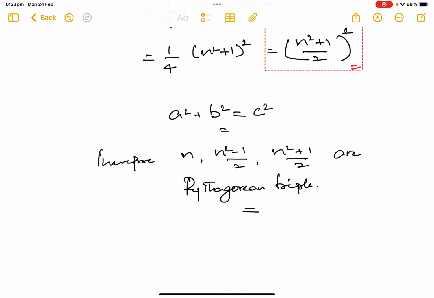But a squared plus b squared equals c squared is what we have to prove. So (n squared plus 1) over 2 is c, and c squared. So a squared plus b squared is c squared. Therefore, n, (n squared minus 1) over 2, and (n squared plus 1) over 2 are Pythagorean triples.